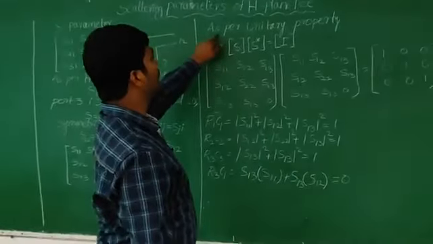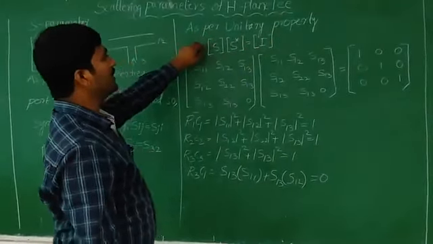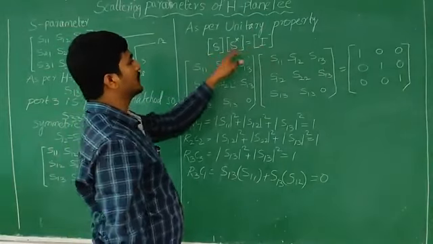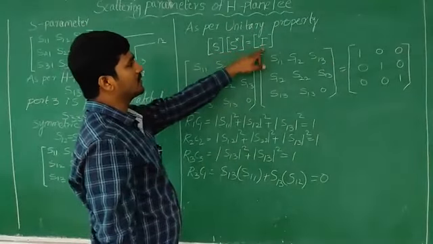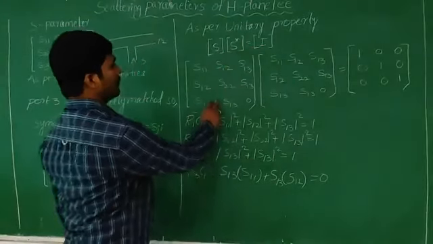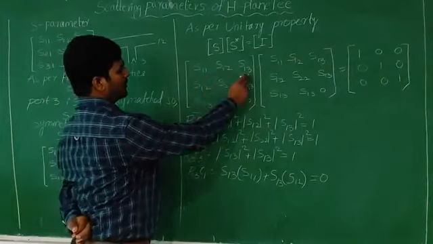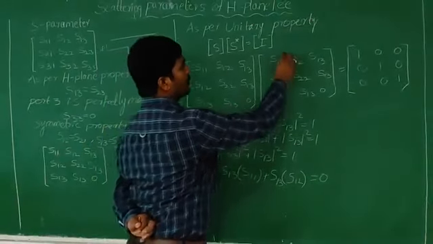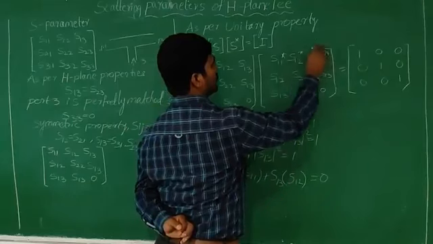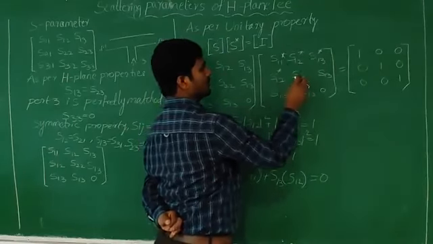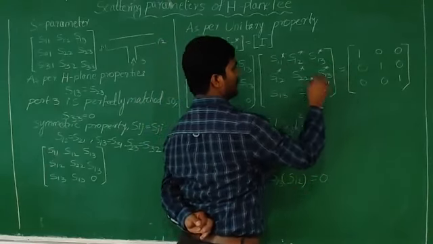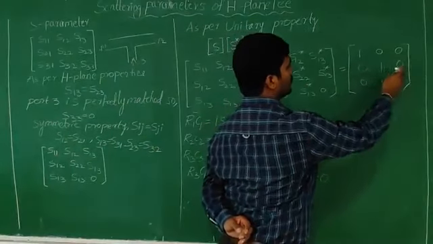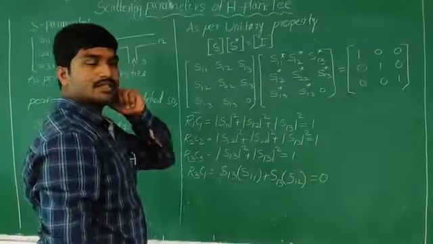As per the unitary property, the scattering matrix S times its conjugate transpose equals the unitary matrix. We can write: S11, S12, S13; S12, S22, S13; S13, S13, 0, multiplied by the conjugates S11*, S12*, S13*; S12*, S22*, S13*; S13*, S13*, 0, equals the unitary matrix 1 0 0, 0 1 0, 0 0 1. Now we are going to multiply the matrices.